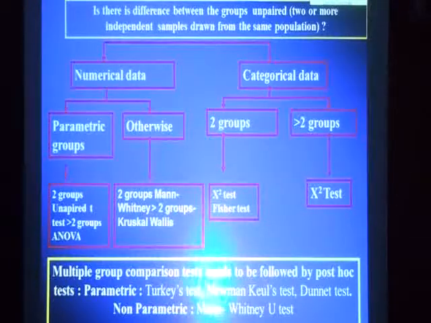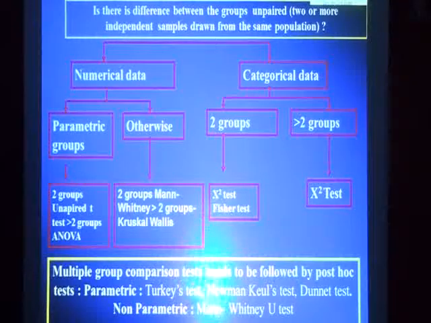In this, the first thing you should know is what type of question you are going to answer. That is, is there a difference between the groups, which are unpaired, that is, unpaired independent samples drawn from the same population? What do you mean by unpaired groups? It means those 2 groups have no connection, or one group's measurement does not interfere with the measurement of the other group. What do I mean by that? Suppose I am measuring a certain parameter, say blood sugar. In this population, I have 2 samples, sample A and sample B. These 2 are different samples.